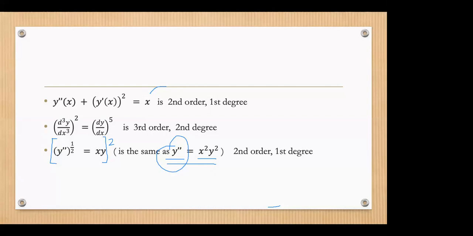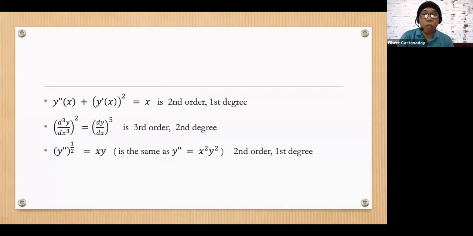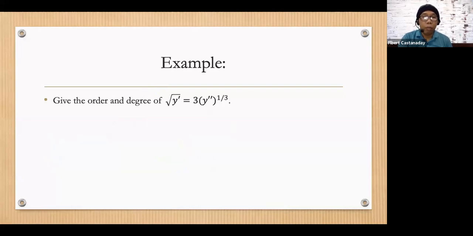Okay, let me just clear this. If you have no questions, we can move on to the next slide. So we're clear with the order and degree, and I think you can do this. Please answer this: give the order and degree of square root of y prime equals 3 times y double prime raised to 1/3. Very quickly, just give me the order and degree of this differential equation.